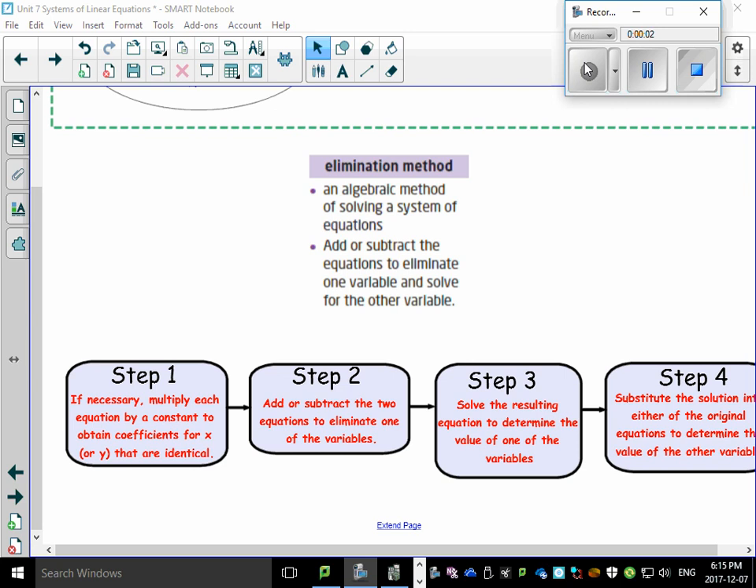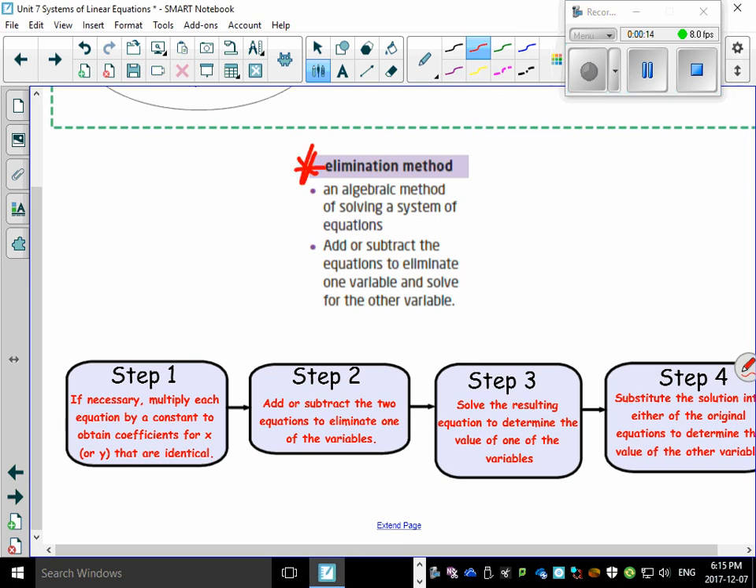Well, just like before, we had a calculator that helped us do a bunch of stuff. The next one was the substitution method, which also helped us do a bunch of stuff. But now the last method that we want to do is something called the elimination method, and it's a really interesting strategy. What you're going to do is add and subtract equations to get rid of either an x or a y.